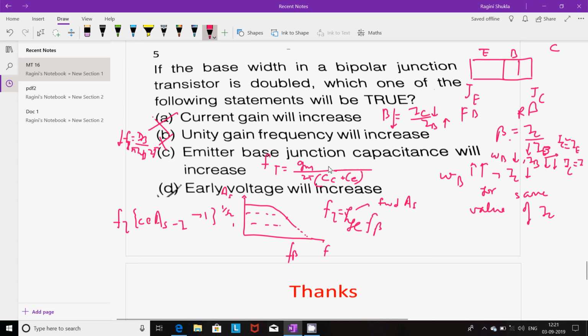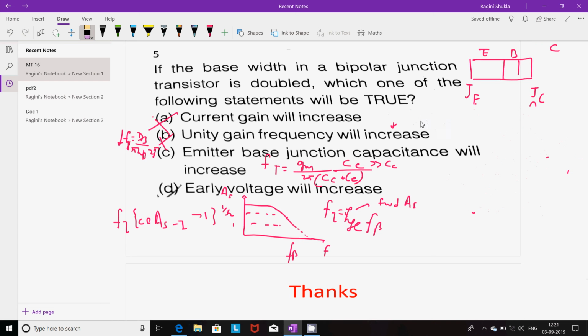Because Ce is very much greater than Cc, then we have Ft equal to Gm upon 2 pi Ce. That means when the emitter base junction capacitance increases, Ft has to be decreased. So this is the right answer.